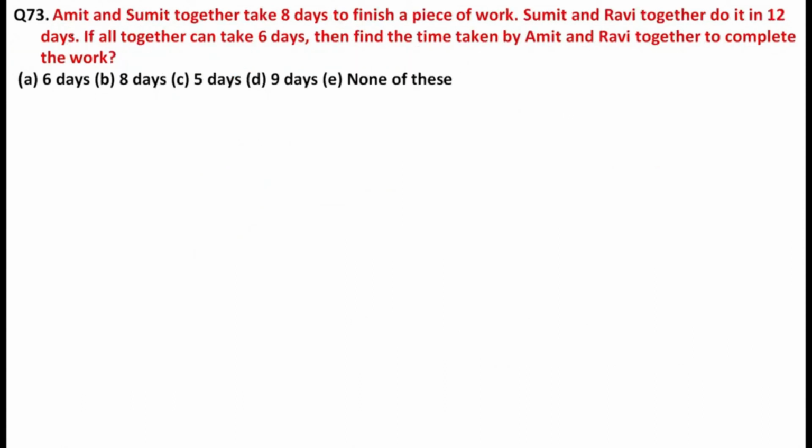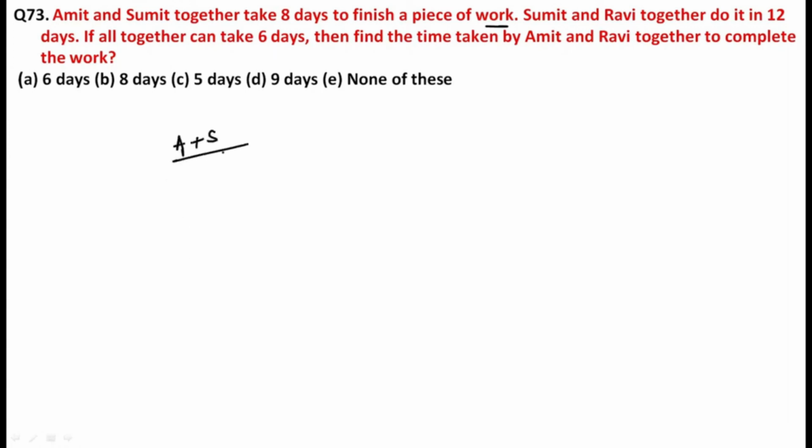They're very good. It's the next one. Focus on the efficiencies, everyone. Now, Amit and Sumit together take 8 days to finish a piece of work. Sumit and Ravi together do the work in 12 days. If all are working together, it takes 6 days. Find the time taken by Amit and Ravi together to complete the work.